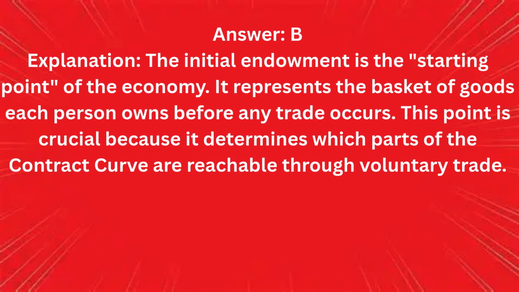Answer: B. The initial endowment is the starting point of the economy. It represents the basket of goods each person owns before any trade occurs. This point is crucial because it determines which parts of the contract curve are reachable through voluntary trade.